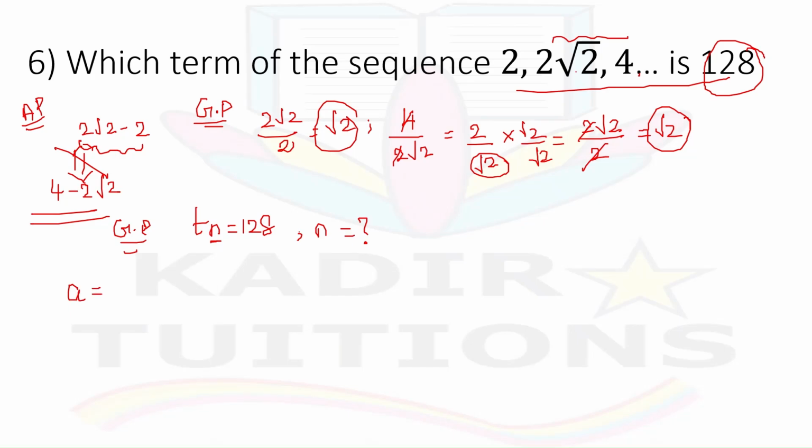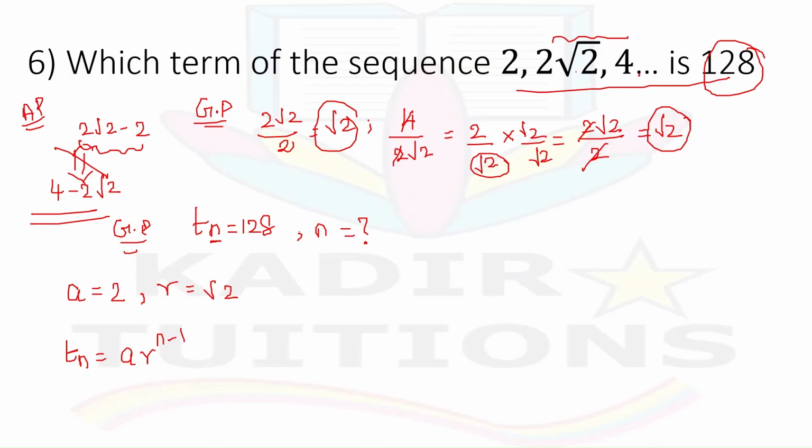So what is the value of a? Value of a is the first term 2. And what about value of r? It's nothing but root 2 as per this question, right? So now we'll take the GP formula and then we will substitute the Tn value. We'll get the answer for n. So what is Tn formula? That means nth term formula in GP. So Tn is equal to ar to the power n minus 1.